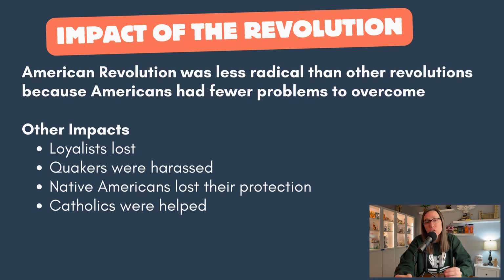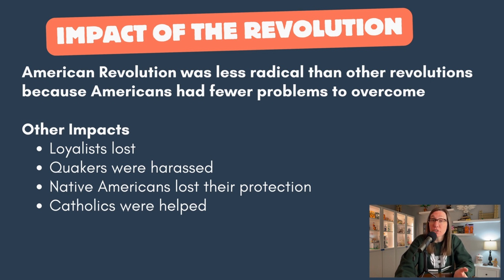First, the loyalists who supported King George during the war were considered traitors, and many of them lost their property and were forced to leave or just chose to leave for safety reasons or other. So 60,000 actually moved back to Great Britain, and another 40,000 moved to Canada. Quakers were not treated well because they were pacifists and refused to take part in the war, so there were some issues with that.